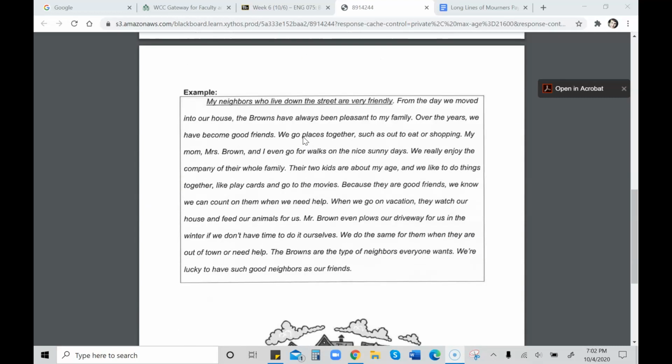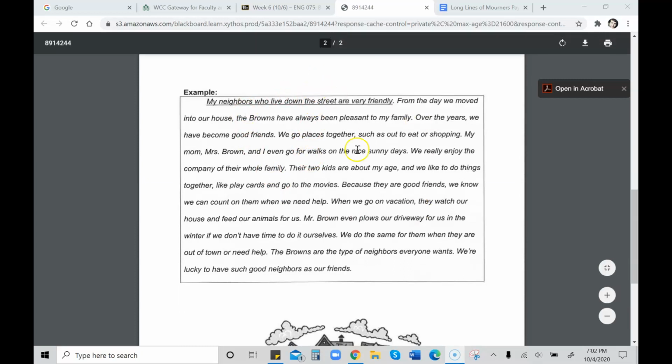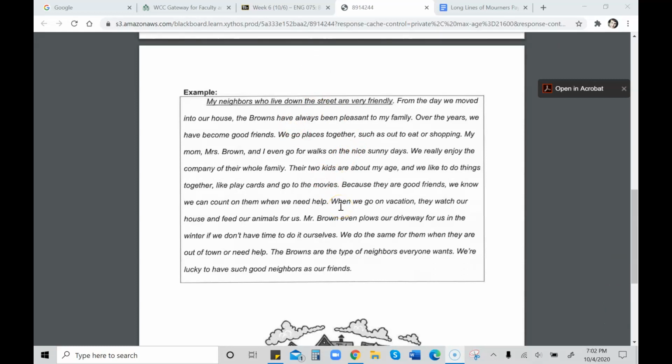Now, I did provide a sample for you in here, and this is all about neighbors, and we talk about the Browns and how lovely they are, and that they do great things for us, and that's fantastic. So this is one example of something positive. You know, honestly though, a lot of these paragraphs I see are negative experiences because, let's face it, we often remember those negative experiences.